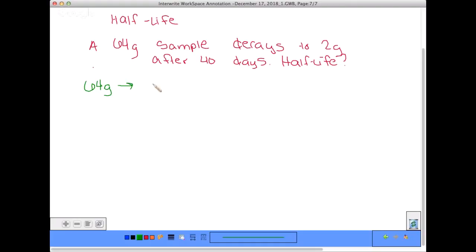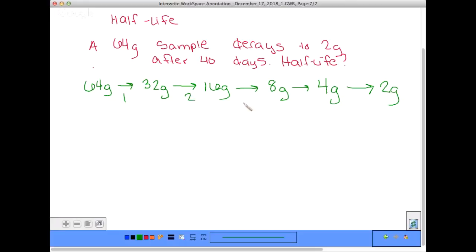After one half-life, we're going to have 32 grams. After another half-life, we're going to have 16 grams. After another half-life, we're going to have 8 grams. After another one, we're going to have 4. And after another one, we're going to have 2. So notice that it is a nice even amount. So here's 1, 2, 3, 4, 5 half-lives have passed in order for the substance to decay.